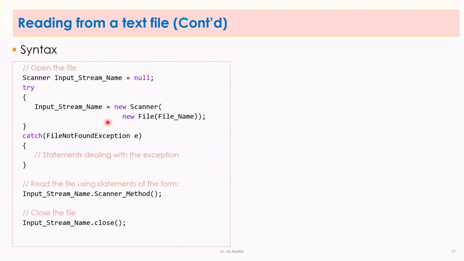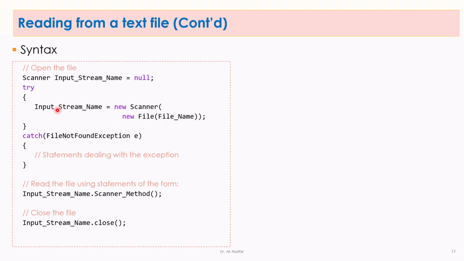This is the syntax that we are going to use if we want to open a text file for reading, following the three steps. First, we use a try and catch block for opening the file, and we do that through a Scanner object. So we define a Scanner variable as an input stream and we initialize it to null. And then inside the try, we create an object of type Scanner and we supply as an input parameter to the constructor of the Scanner an object of type File. And inside the constructor of the object File, we supply the file name.